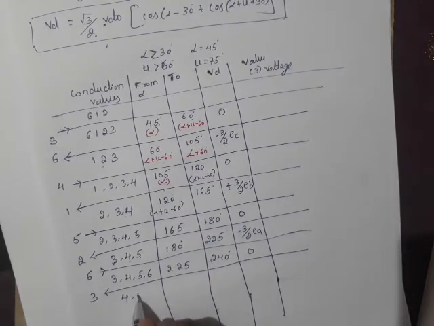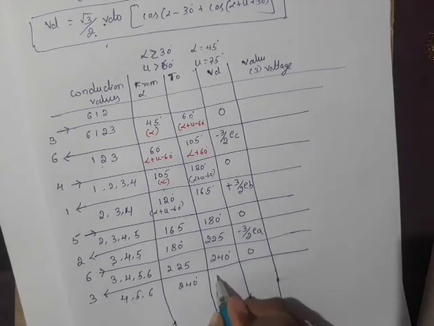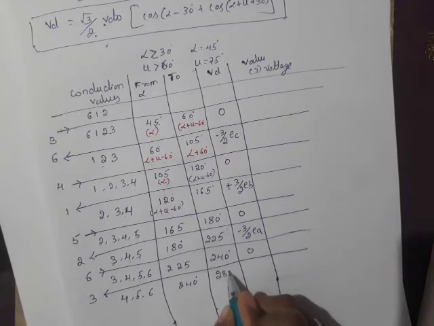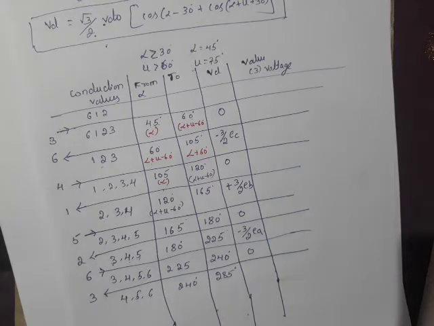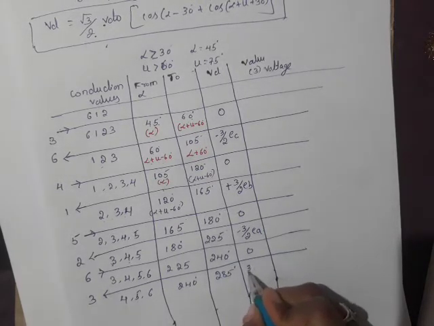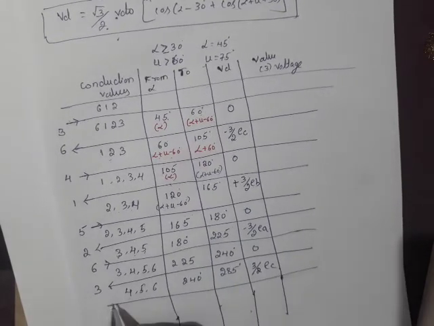Then 4, 5, 6 conduction from 240 plus 45 degree, that is 285 degree. So what is the output voltage? From lower limb it is 4 and 6. 4 means EA, 6 means EB. So it is minus EC by 2. And here we have 5. 5 means plus EC. EC minus of minus EC by 2. So that is plus 3 by 2 times of EC. Just do that, you will get.